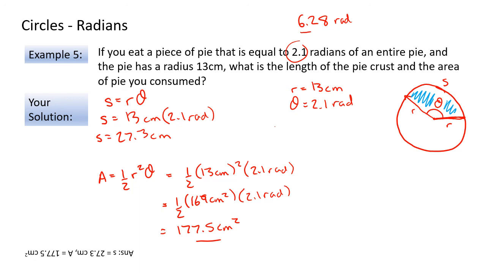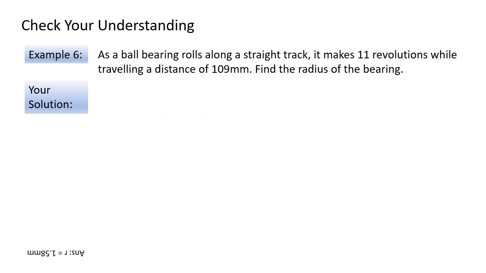Our second example: as a ball bearing rolls along a straight track, it makes 11 revolutions while traveling a distance of 109 millimeters. Find the radius of the bearing. It makes 11 revolutions, and we know the total distance it traveled. This total distance is the arc length, so S in this case is equal to 109 millimeters.